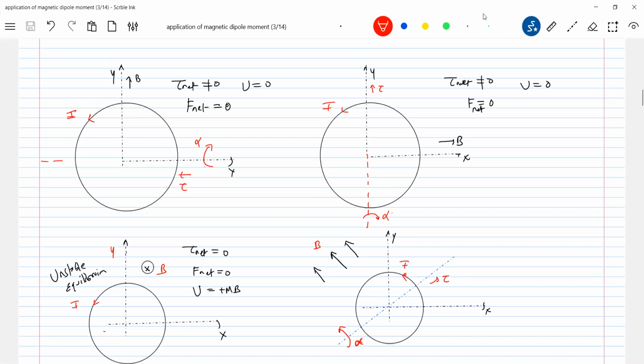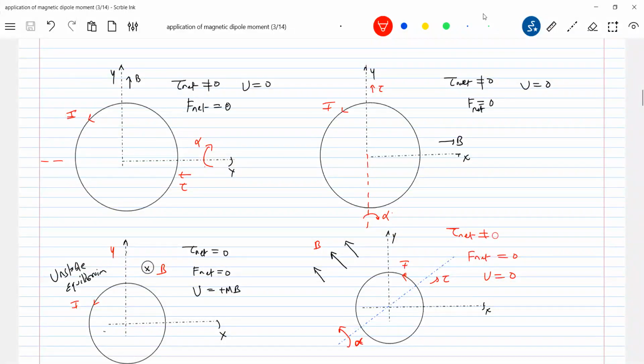What about net torque here? Net torque here is non-zero. What about net force? Zero. Potential energy of that will be zero. So therefore, I think you do have some questions. A current carrying loop kept in a uniform magnetic field, then what are the possibilities? Torque, net force. You try to see all the different cases. I think the first and second are the same.